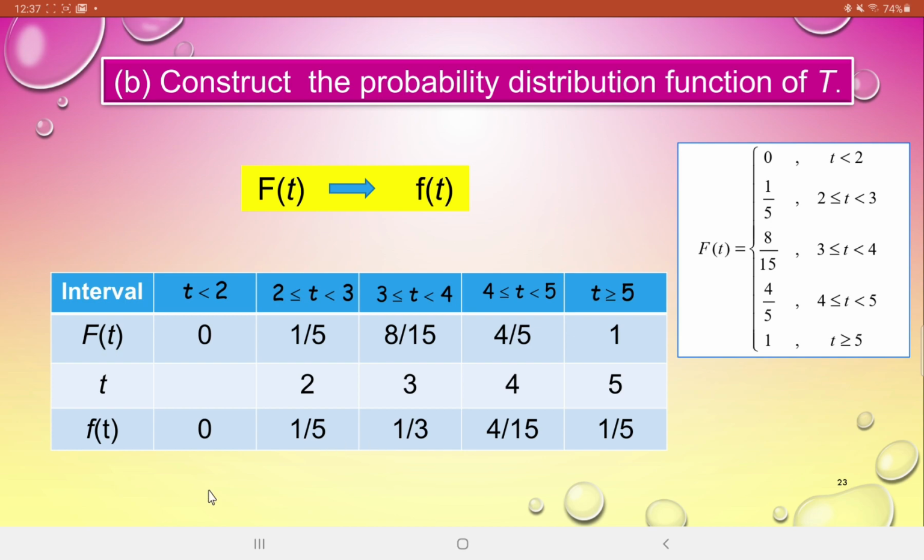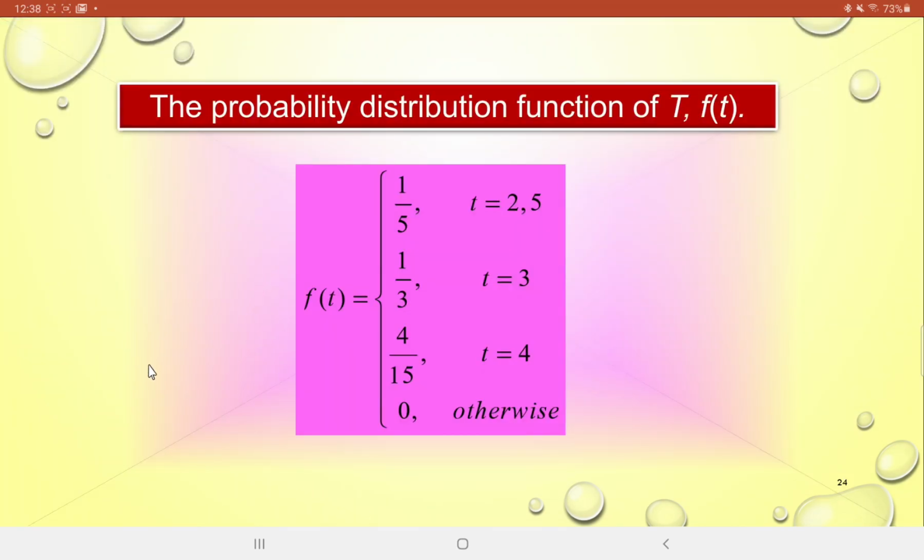Okay, now we need to write the information in the form of a function. This is the probability distribution function of T. f(t) equal 1 over 5 for t equal 2 and t equal 5. f(t) equal 1 over 3 for t equal 3. And f(t) equal 4 over 15 for t equal 4, and 0 otherwise.